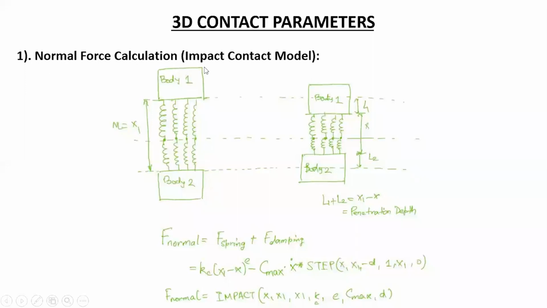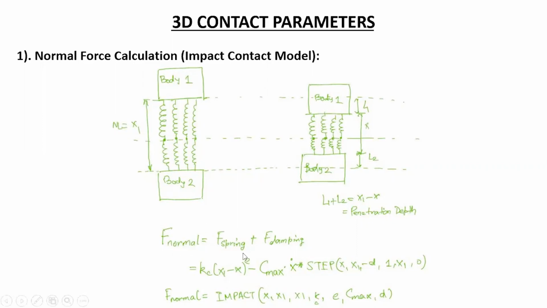For normal force calculation, I've made use of the impact contact model. So for example, consider this to be the beam body, consider this to be the support stand, the test rig stand, and consider this to be the natural length. Right now there is no penetration; this is the natural length between these two bodies. When there is some penetration between the two, this natural length becomes smaller, and this L1 and L2 distance is called the penetration depth, the amount of penetration which happens between these two bodies.